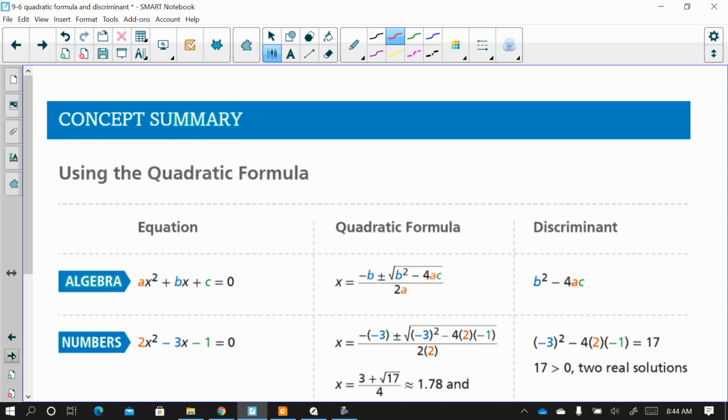Okay, and that's the quadratic formula. Listen to that song. You never want to forget the quadratic formula.